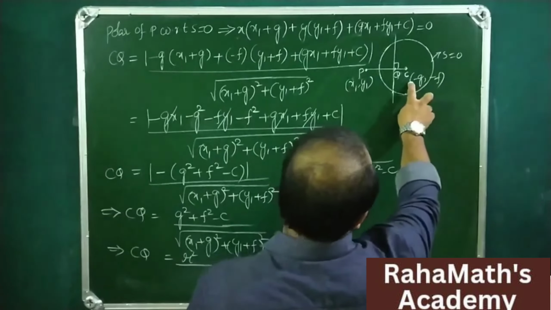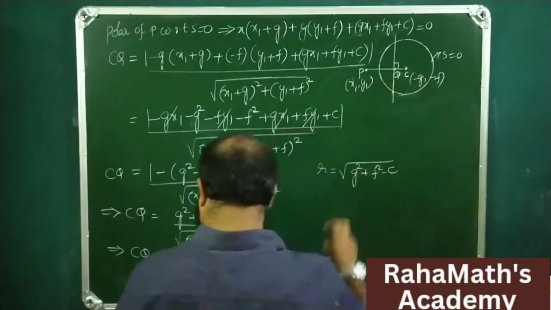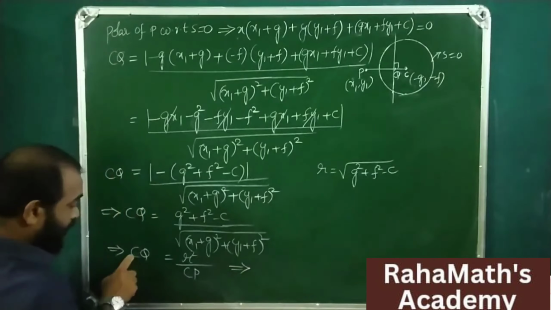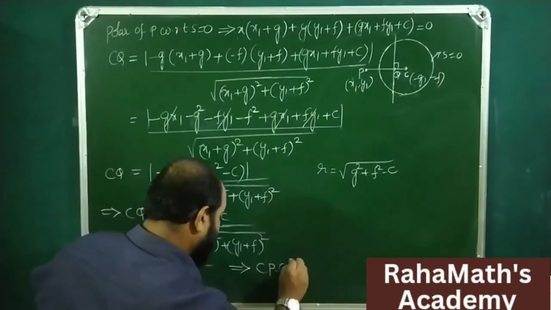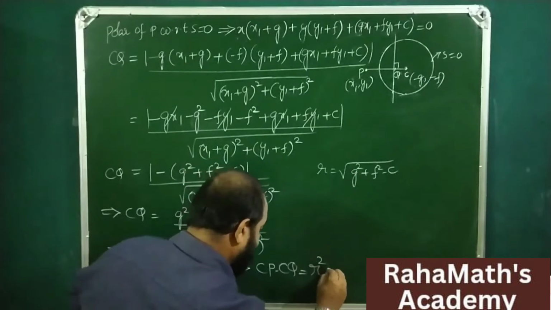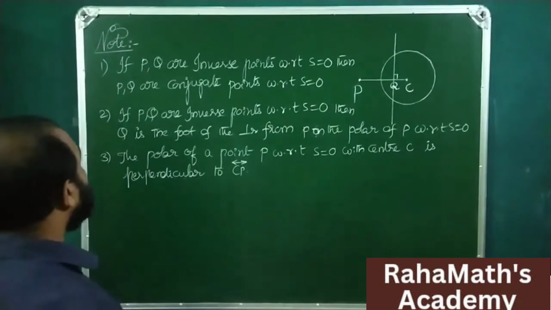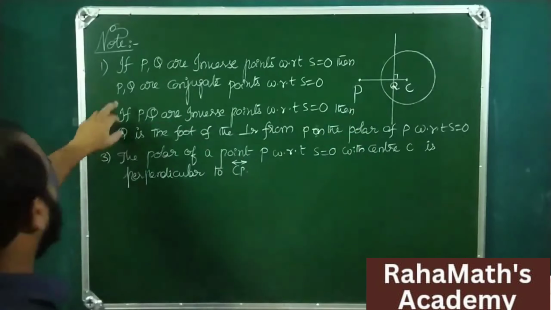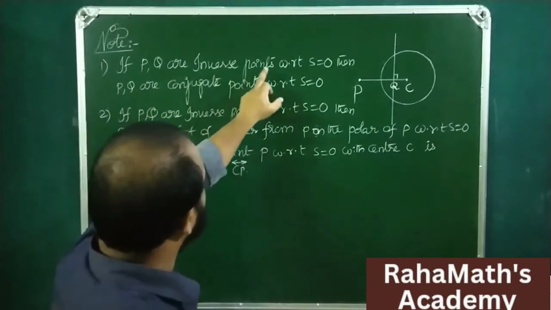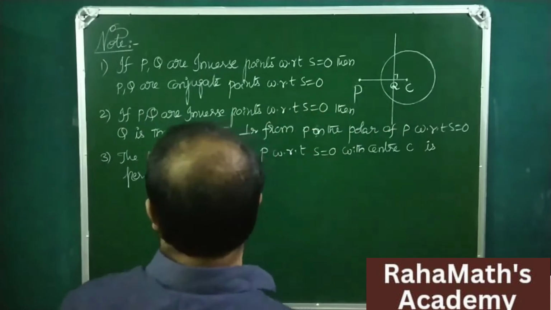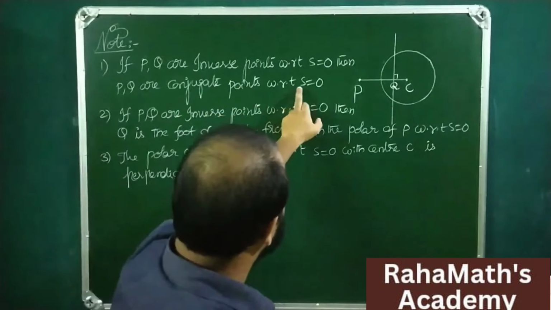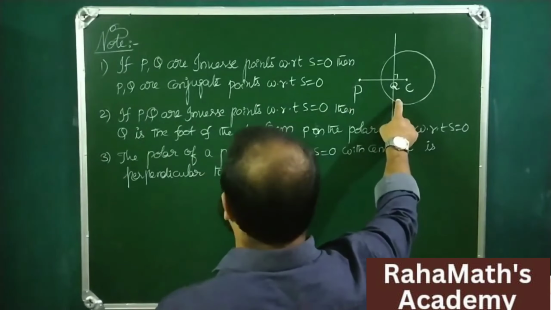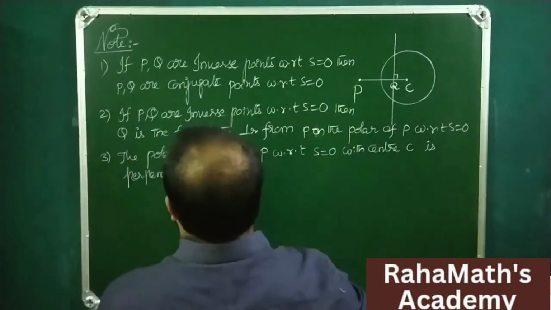x1, y1 and c. The distance between them is CP. That means this is CP. Therefore, CP into CQ is equal to r square. Therefore, these are the points that we have noticed. What are they? P comma Q are the inverse points with respect to S equals to 0. Then P comma Q are conjugate points with respect to S equals to 0. P comma Q are said to be inverse points with respect to circles.